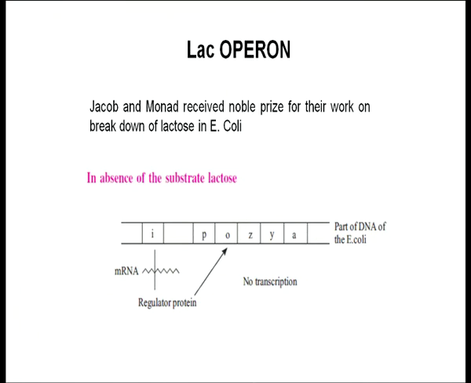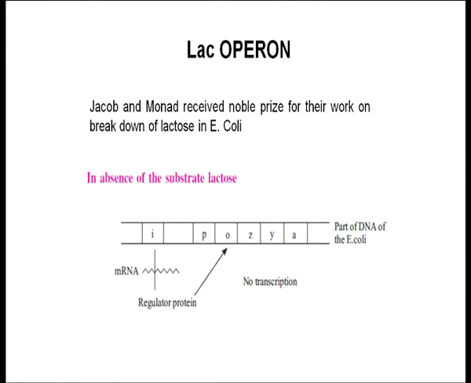Jacob and Monod received a Nobel Prize for their work on the breakdown of lactose in E. coli. What is lactose? Lactose is a sugar which is made up of glucose and galactose. Whatever we eat, the energy is released once it is broken down into glucose. In the same way, if E. coli is using lactose as an energy source, it has to be broken down into glucose and galactose.